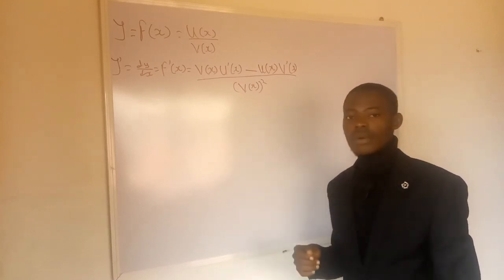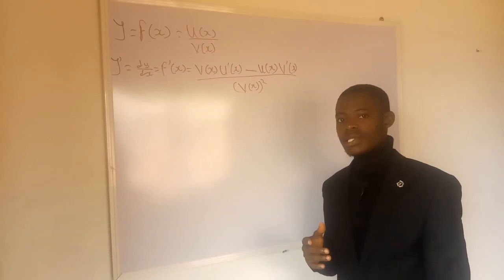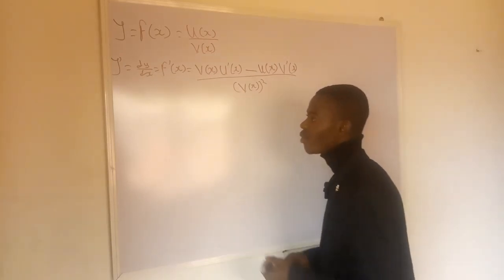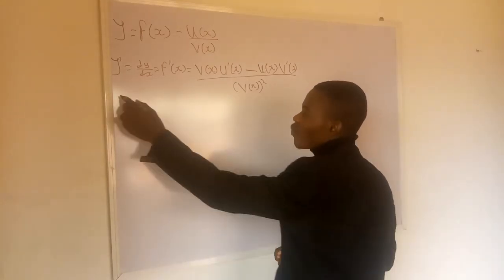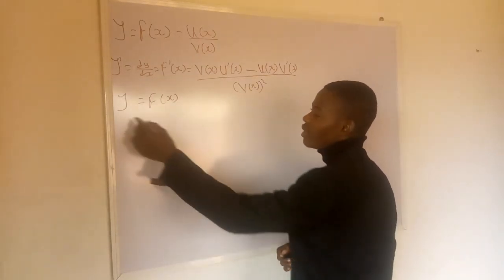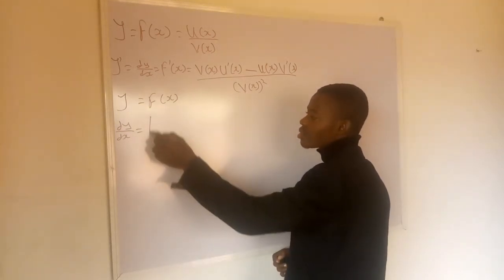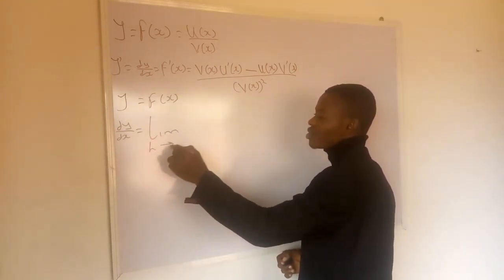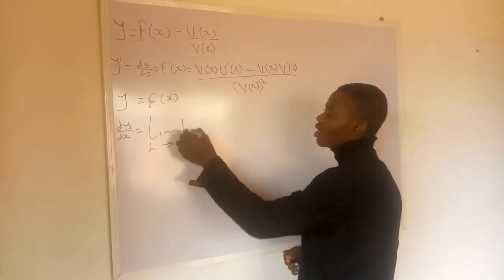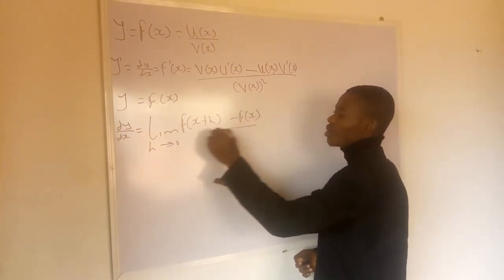But let's take into account how this rule is formed. To prove it out, we are going to use the definition of derivative. So let's begin. To form the definition of derivative, if y is equal to f of x, then the derivative dy dx is indeed equal to the limit as h approaches 0, where h is the change in x or delta x, of f of x plus h, minus f of x, all divided by h.